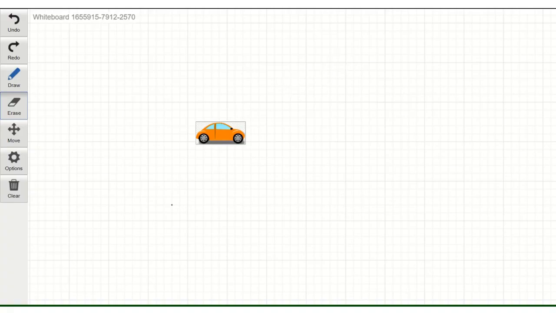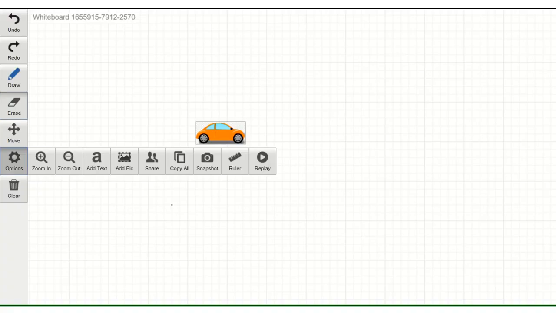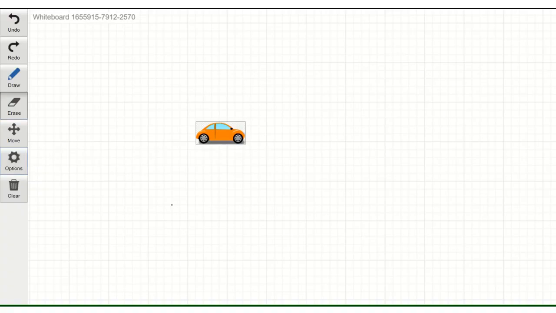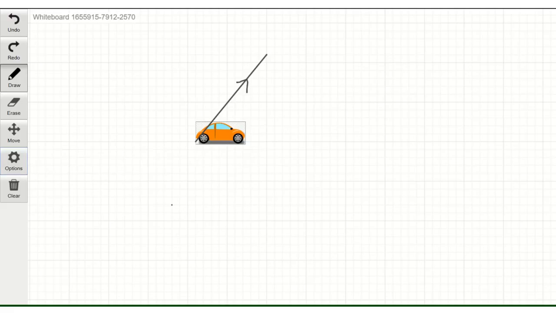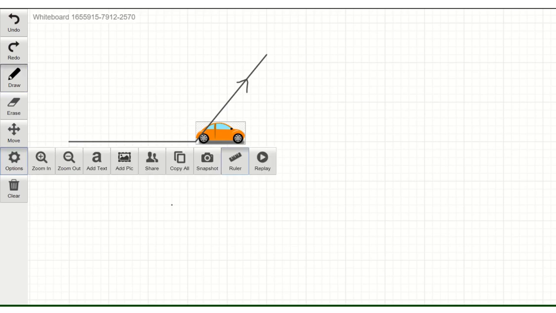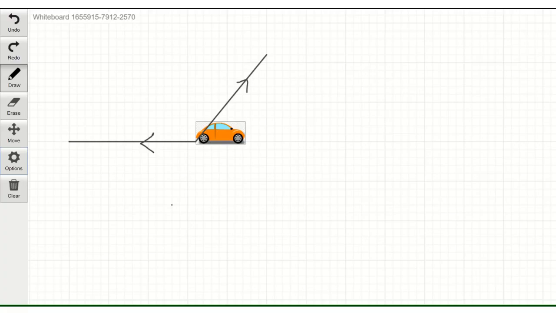Okay, so let's say we have another situation where we pull on the back of the car. So let's say we have a direction here and in this direction, and then we have another pulling action. So I have two pulling forces. They are non-parallel. Where do you think the orange car will move?